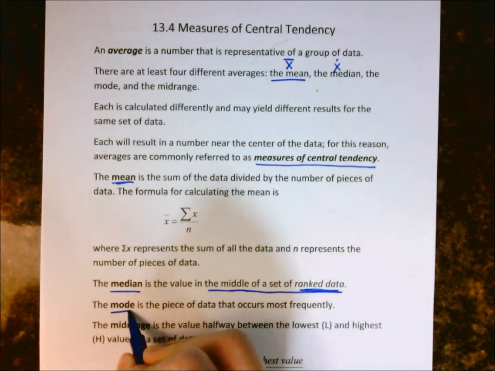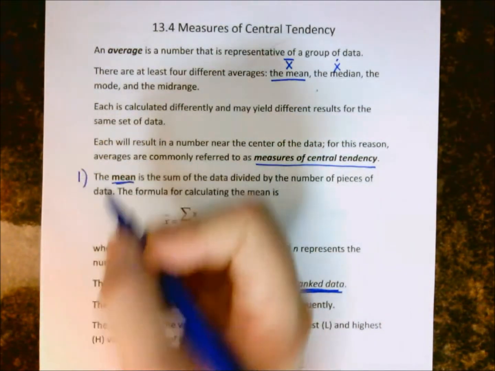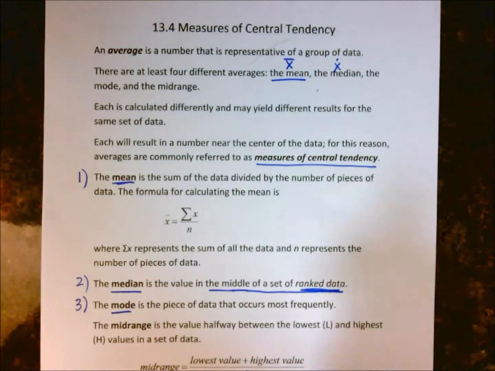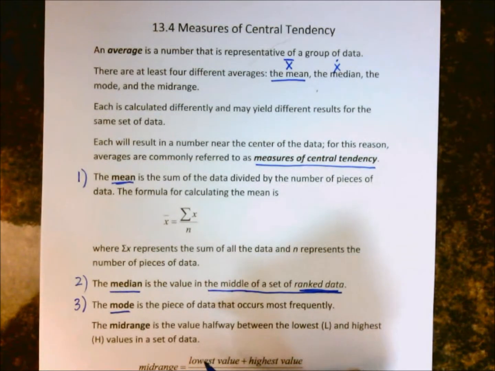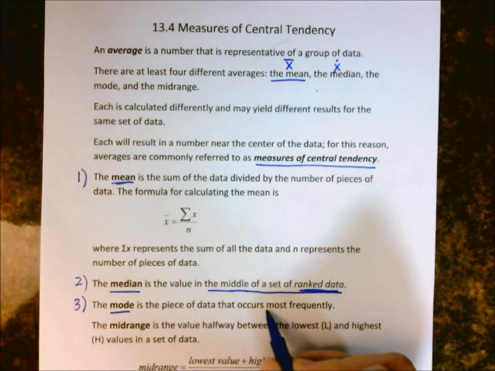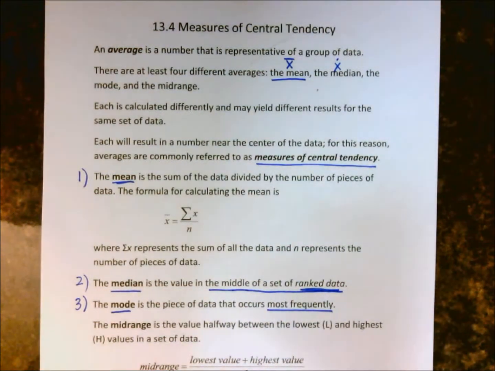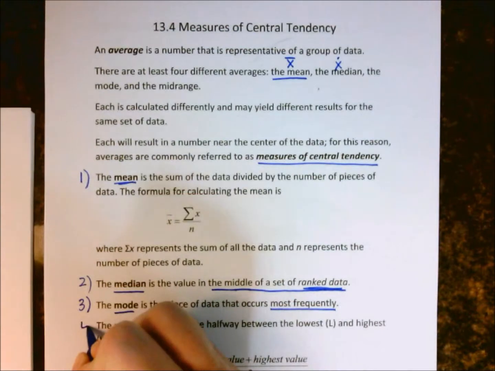Next is the mode. So we can number these. The first measure, the second measure, and the third measure is the mode. The mode means the piece of data that occurs most frequently, the most common or most frequent data item, data piece. And the mid-range, that's the fourth one.